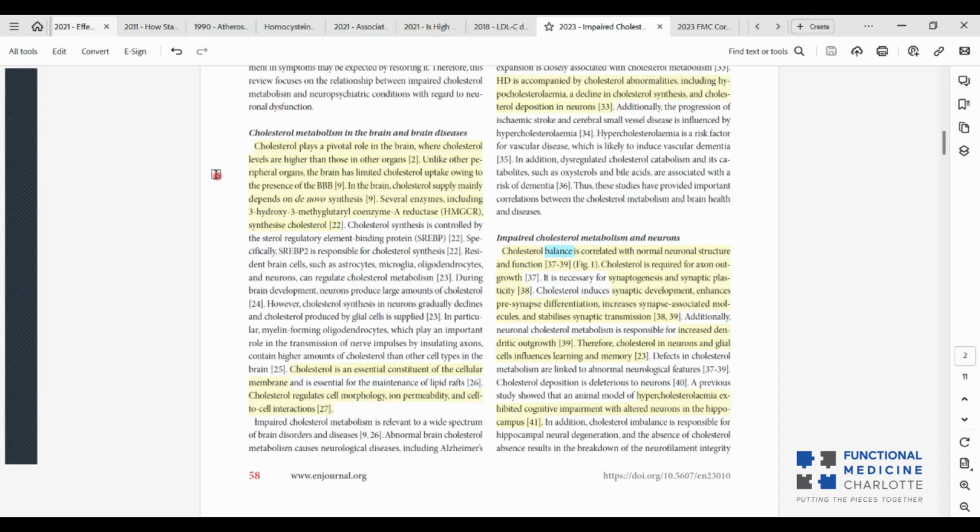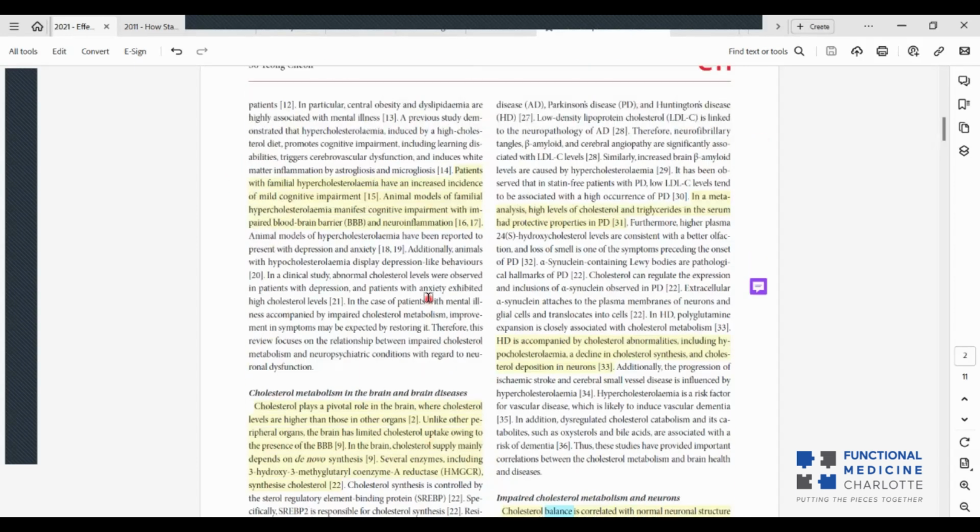Cholesterol is an essential constituent of the cell membrane, as we said, and in the brain, it regulates the shape of the cells or the neurons. It regulates ion permeability and cell-to-cell interaction, or neuron interactions. In a meta-analysis, high levels of cholesterol and triglycerides in the blood had protective properties in Parkinson's disease.